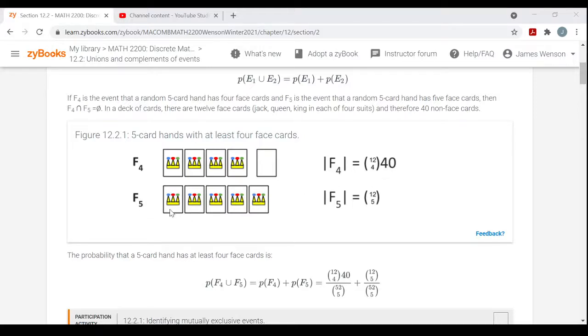And then F5, where all 5 of them are face cards. The number of ways that could happen is 12 choose 5, right? You take the 12 face cards and choose 5 of them to be in your hand.